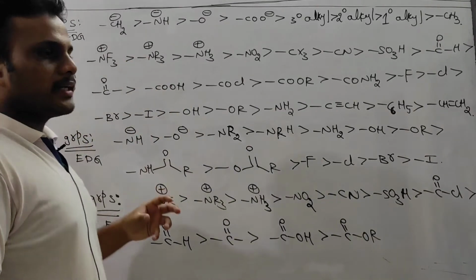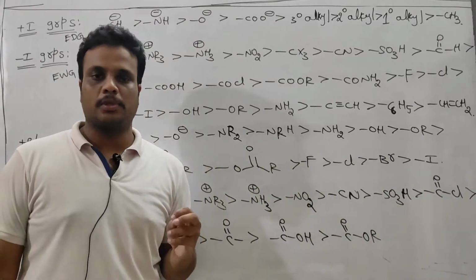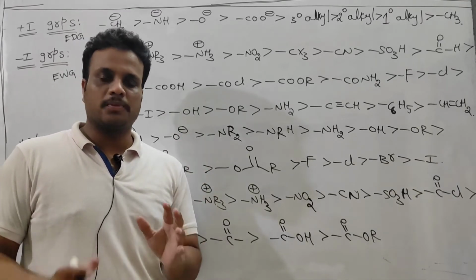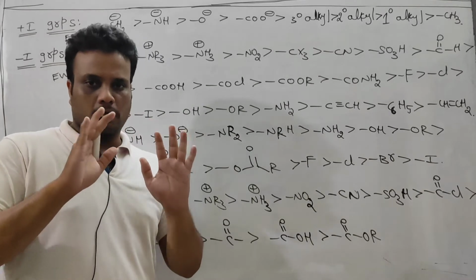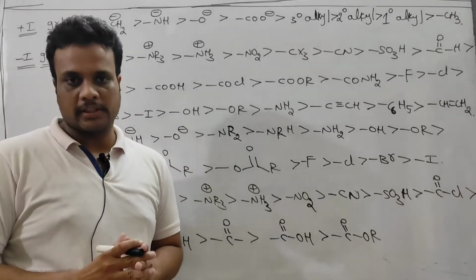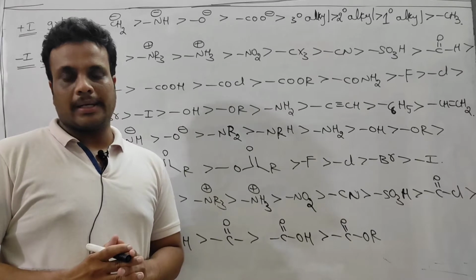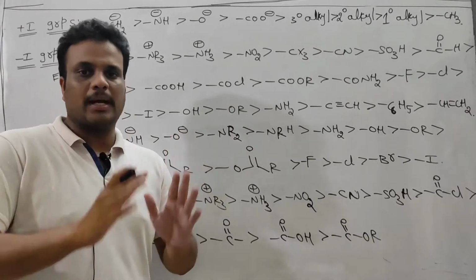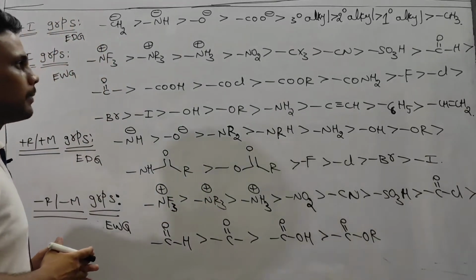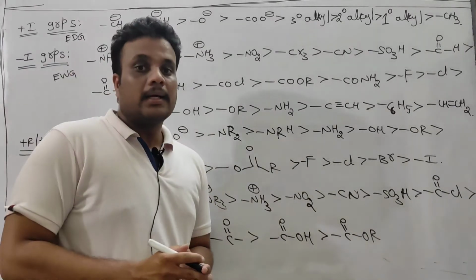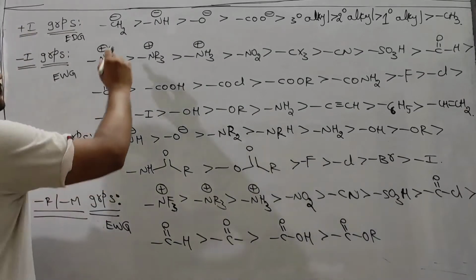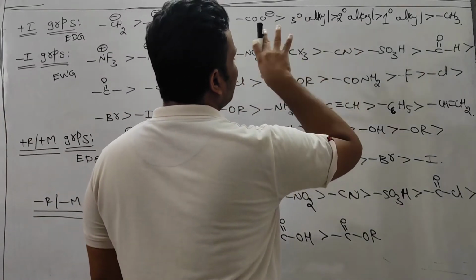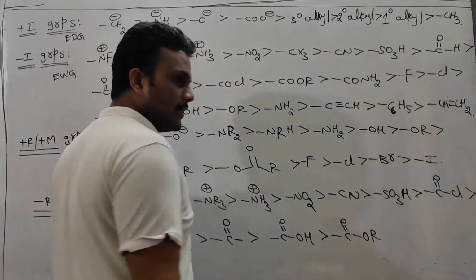So how to memorize inductive groups? There are two types of inductive groups, plus I and minus I groups. Plus I means electron donating groups. They donate sigma electrons. Generally they push sigma electron density. They do not have any lone pair, I mean, they do not donate any lone pair. They push sigma electrons. That is the inductive effect. We know migration of sigma electrons is nothing but the inductive effect. So all these groups push sigma electrons, I mean, increase the sigma electron density.